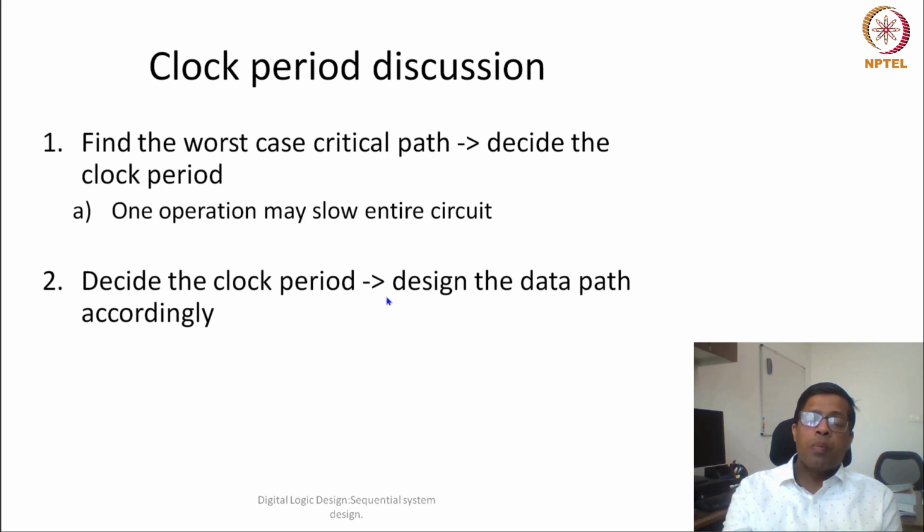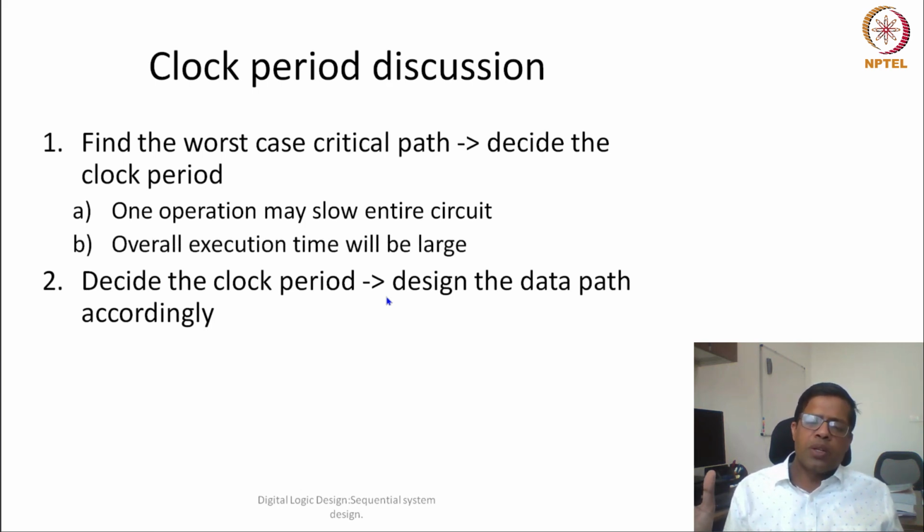But we said in our previous slide that the overall execution time is determined in terms of the number of clock cycles, the number of clock periods. So if one operation is slower and that slow operation becomes the critical path, and the critical path is the deciding factor for my clock period, then I have to keep a large clock period. And if the clock period is large, the overall execution time of that task would be quite large.